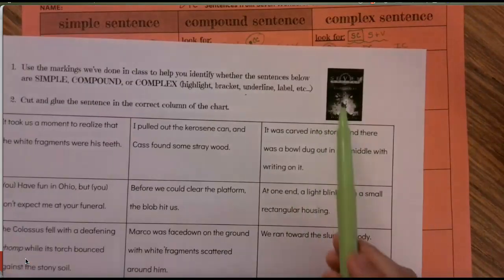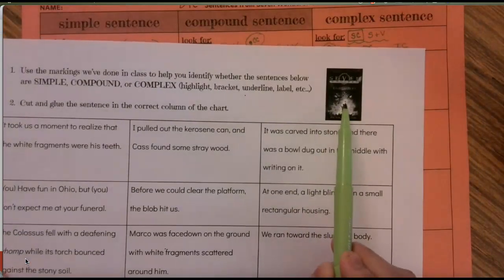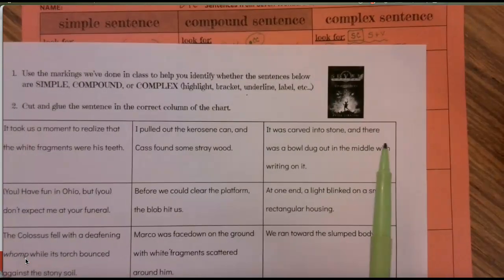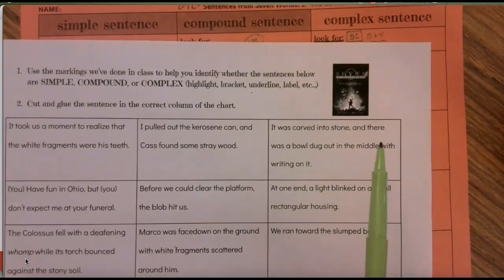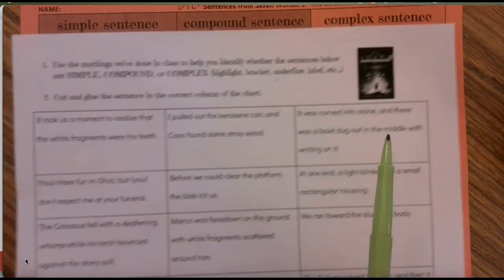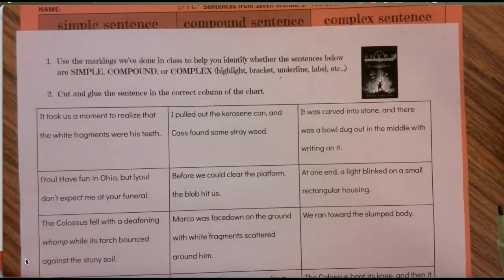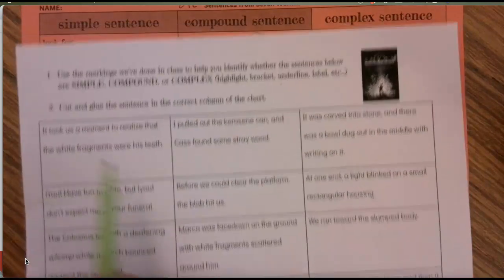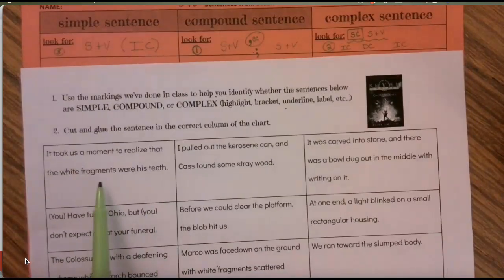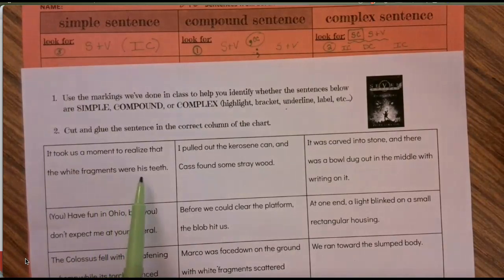All of these sentences come from this book called The Colossus Rises, and it is a 7 Wonders of the World book. If you like Harry Potter and you liked Greek mythology, you'd probably like this one. So I'm going to look at the first sentence. It says, it took us a moment to realize that the white fragments were his teeth.